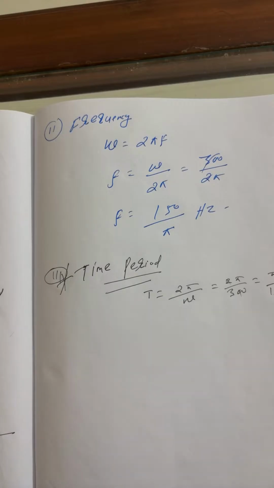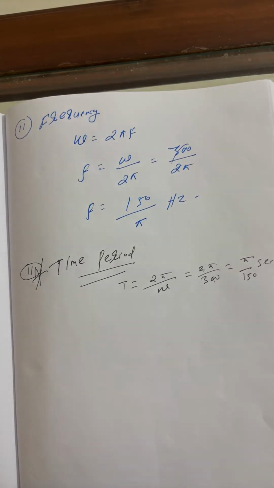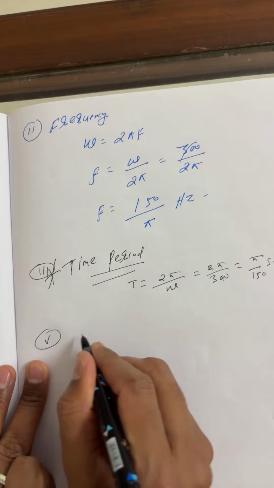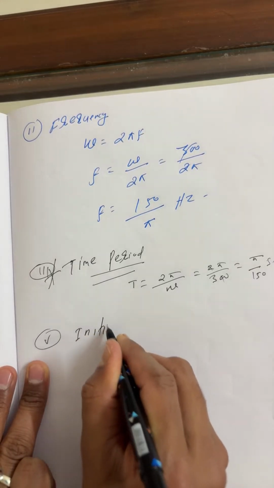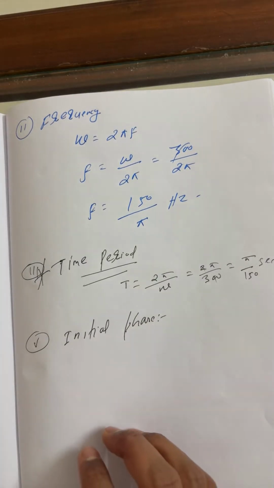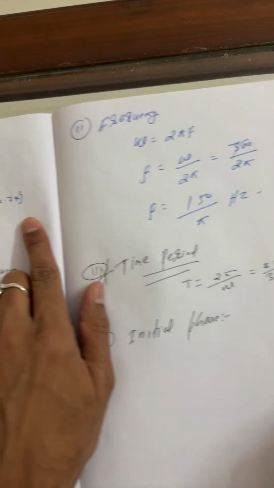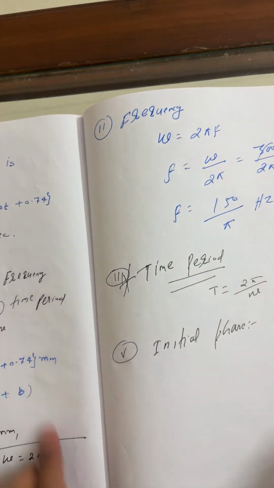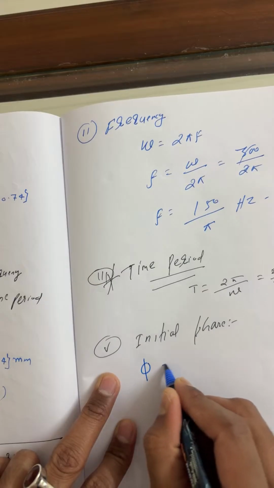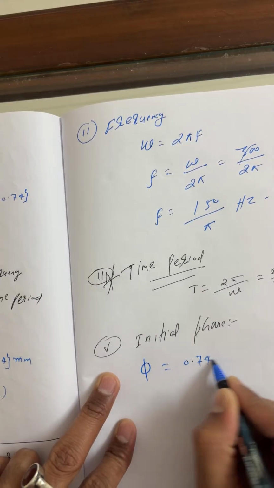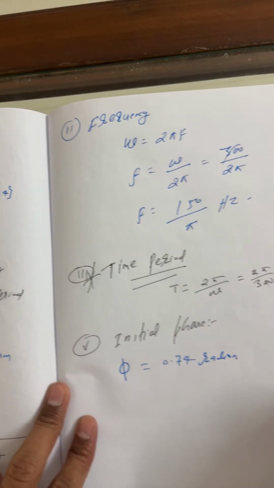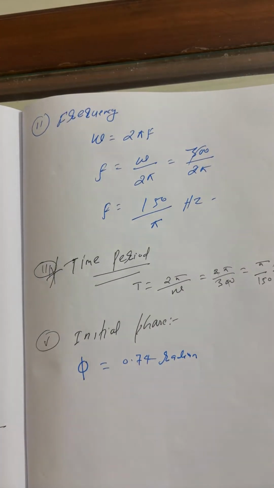Good, Arvind. Now we have to find the initial phase, the last one. Simply I can equate this equation here. So you can write phi is equal to 0.74 radian. Correct here. Very good.